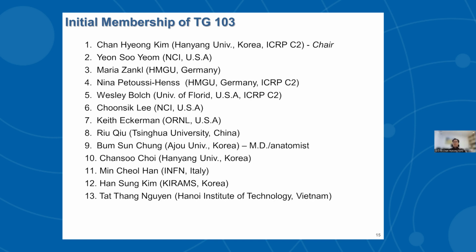This slide shows the initial members of the task group. Here we have Maria Zankl and Nina Petoussi-Henss, who developed and used adult voxel-type reference phantoms, which were published in ICRP Publication 110. Also, we have Wesley Bolch and Choonsik Lee, who developed pediatric voxel-type reference phantoms. We also have Keith Eckerman, who developed stylized phantoms in the past and has a lot of experience in those coefficient calculations. So you can say we all work together.